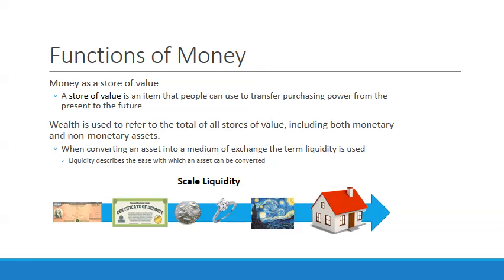So when we're looking at housing, housing is the least liquid form of wealth because it's so difficult to actually get rid of your house in most cases. And when you do so, of course, you're doing so usually at a negotiated value.